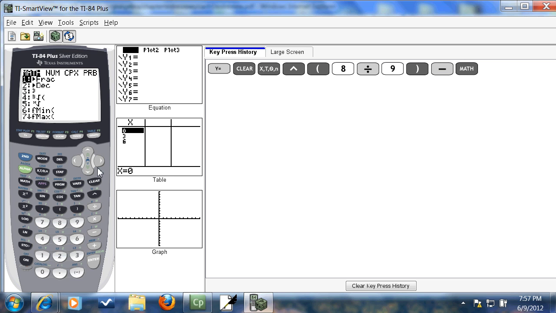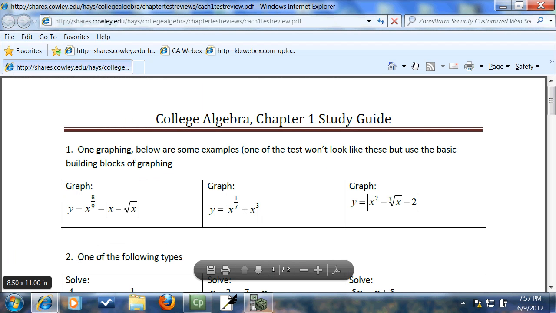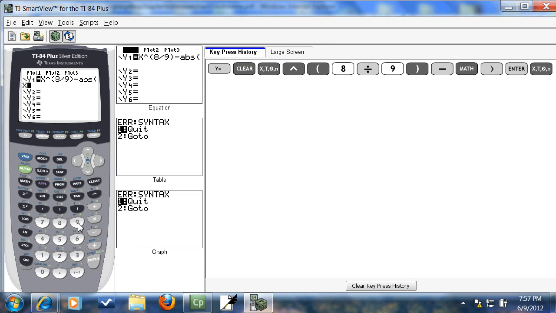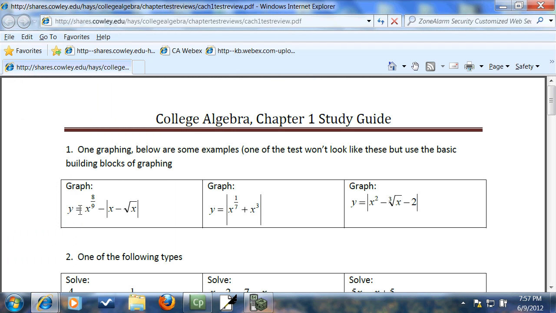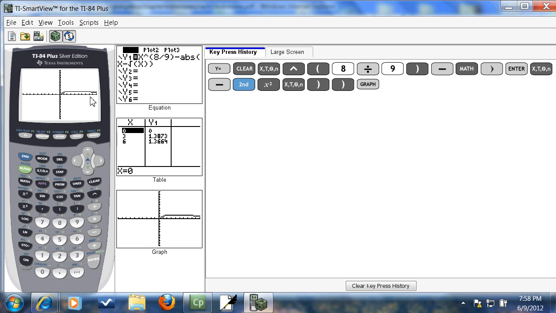So we'll do math. Right arrow to num. And press the enter on the ABS. And it puts ABS in the beginning parentheses. Then we got x minus then the square root of x. So we'll do second x squared to get the square root. Put the x in. Put the closing parentheses on the square root. Closing parentheses on absolute value. And I think that's all of that. Yep. So then graph. And that would be our graph, our answer for that first one.